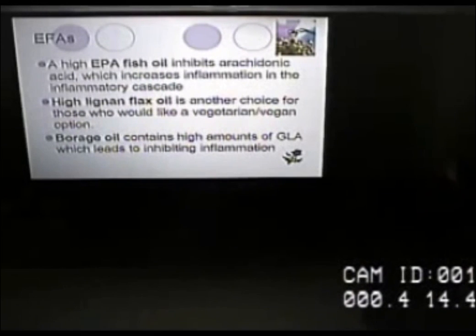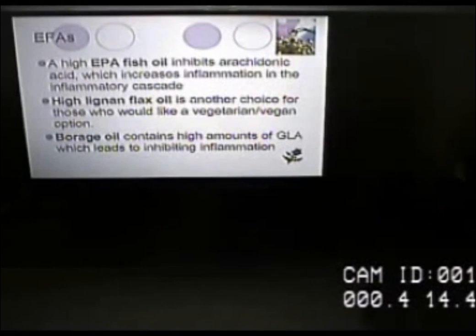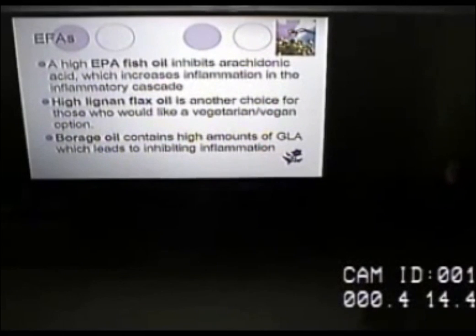So you can have the choice of a fish oil or flax oil if you don't want to have fish. It's a vegetarian, vegan option. The benefit of the flax also is it has an estrogenic benefit added to it, whereas the fish oil does not. Borage oil is another one that's used for a lot of psoriasis, eczema, skin issues, rheumatoid arthritis, because it has high GLA, which is gamma-linolenic acid. It's very anti-inflammatory, so this is one that you could use in high amounts as well.